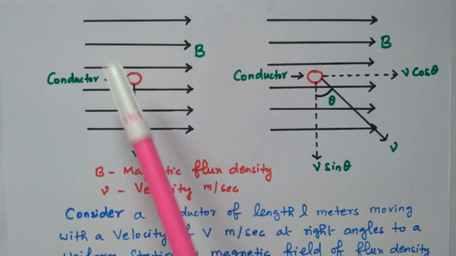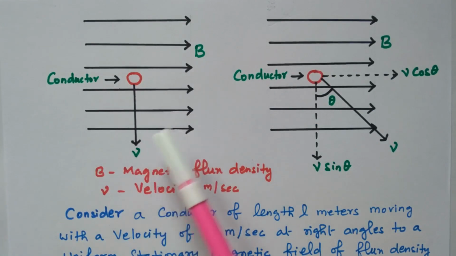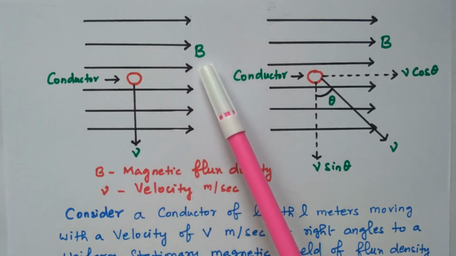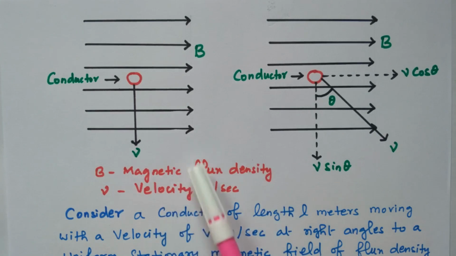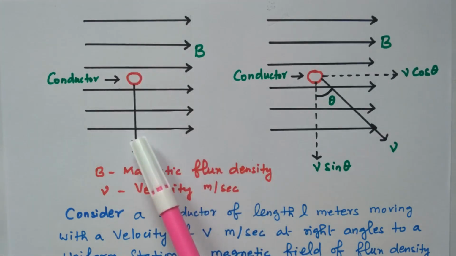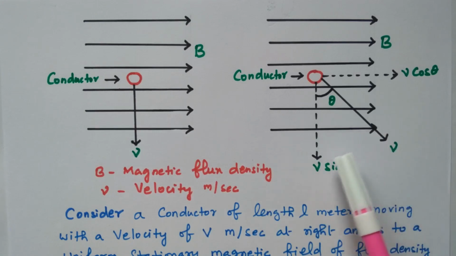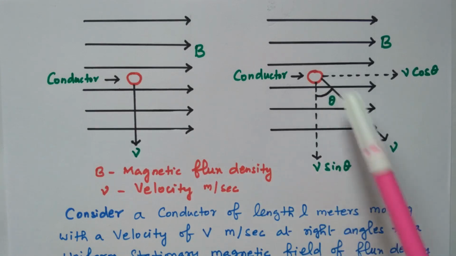So in this diagram, this is the magnetic field. This line represents the uniform magnetic field with the magnetic flux density of B. Here one conductor is available. Initially it is stationary. This V is nothing but velocity. So due to flux linkage, it will move at an angle. So this is the second position, movement.